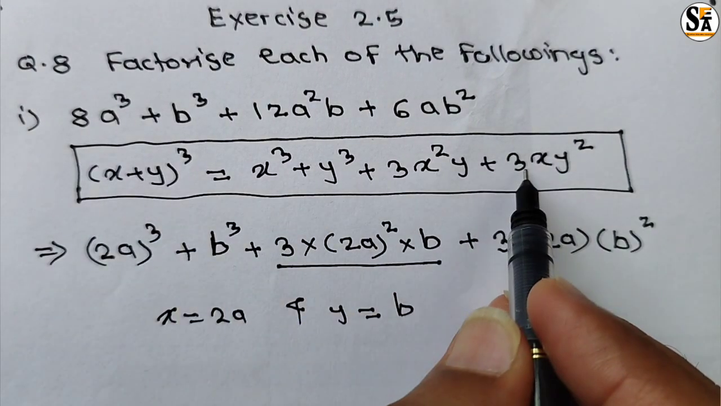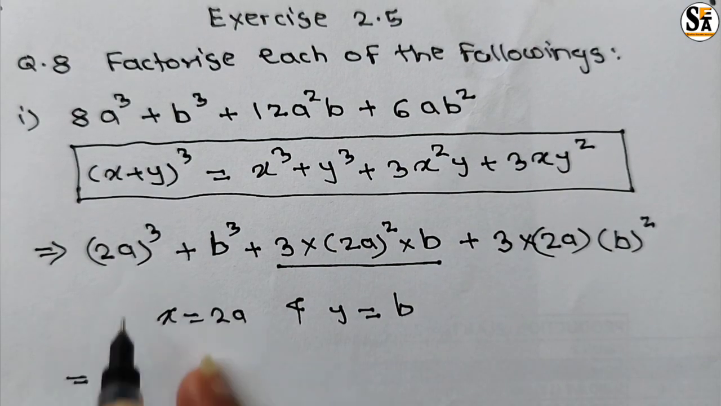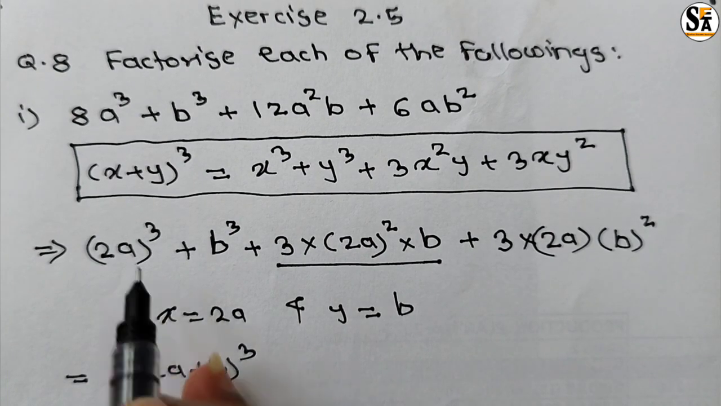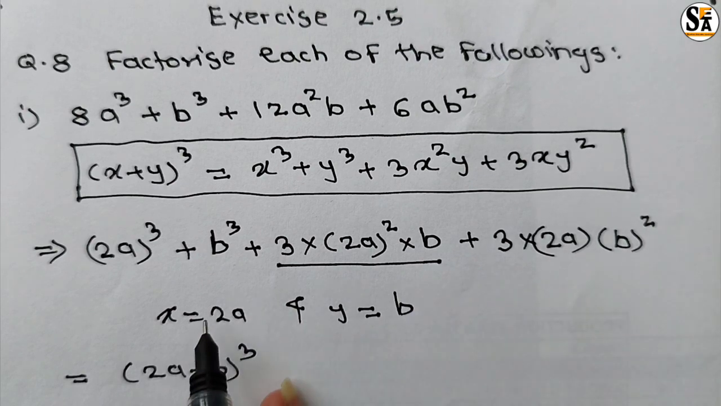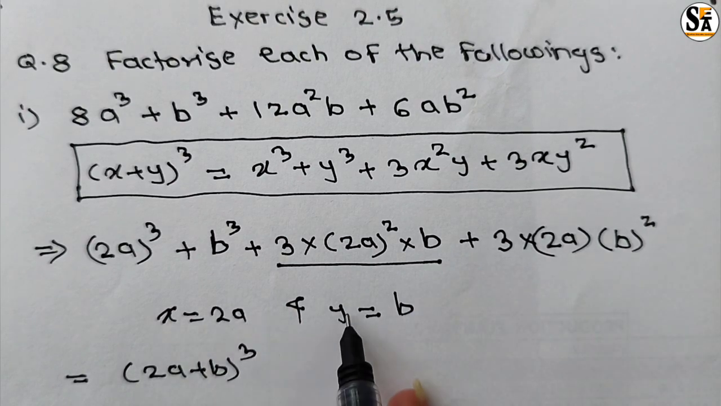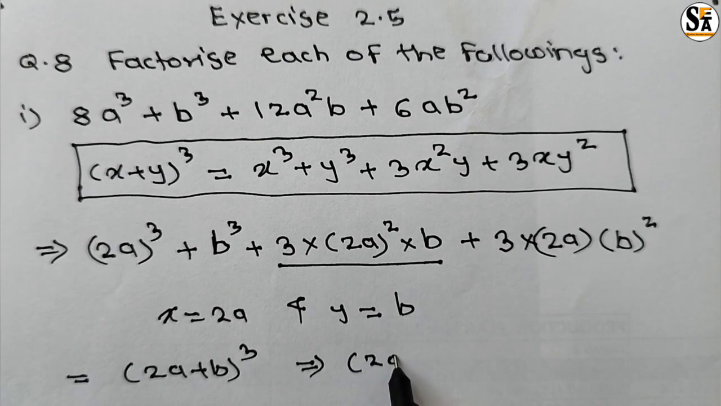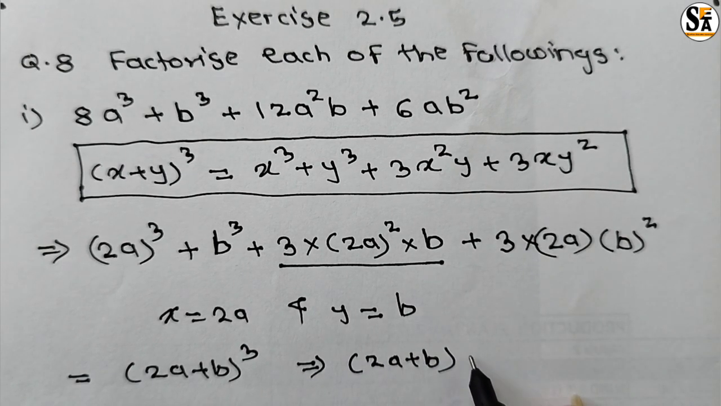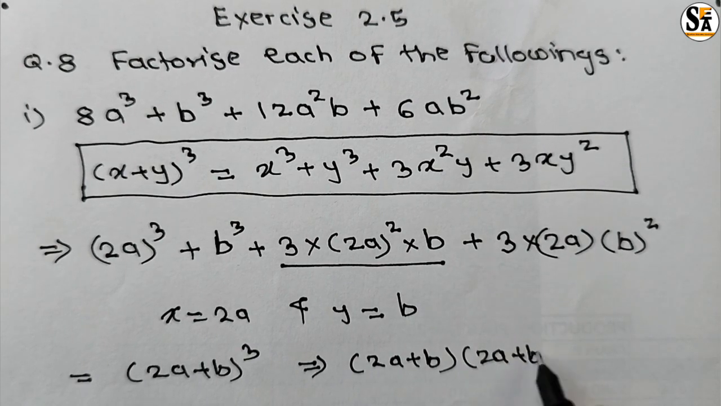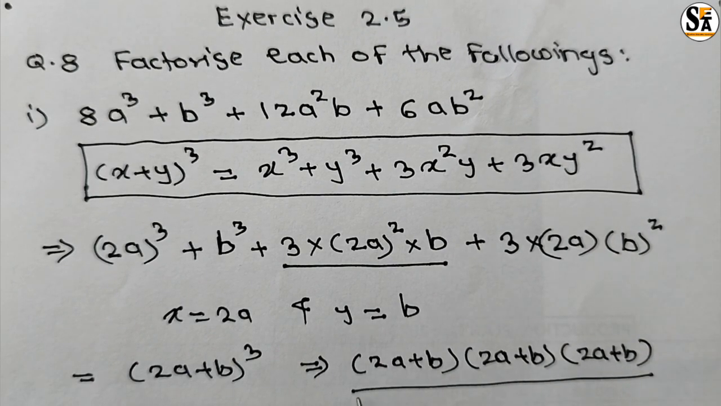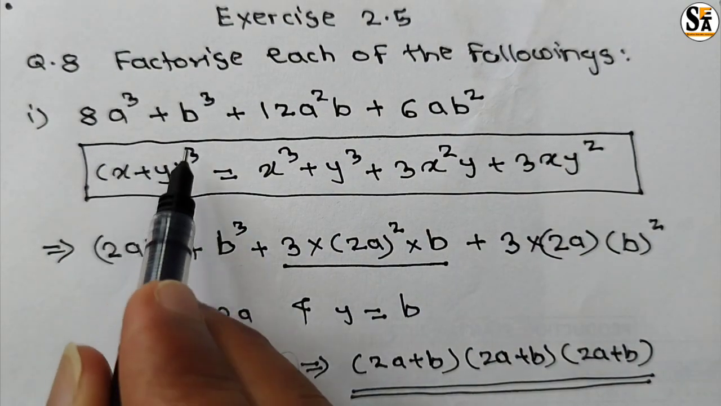So we can put this expression and make the factors, which is nothing but (2a plus b) bracket cube. The factor of this expression, if we put x equal to 2a and y equal to b, will be (2a plus b) bracket cube. That means the factors are 2a plus b in one bracket, then 2a plus b in the second bracket, and 2a plus b in the third bracket. So these are the required factors of this expression, where we have used the identity (x plus y) bracket cube.